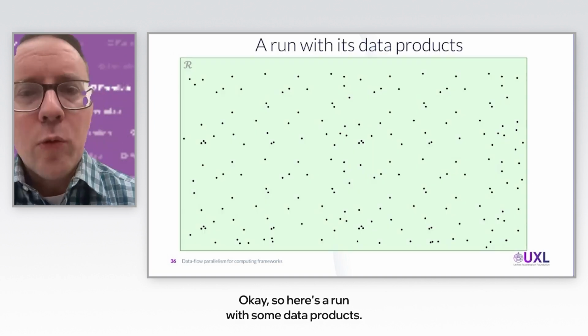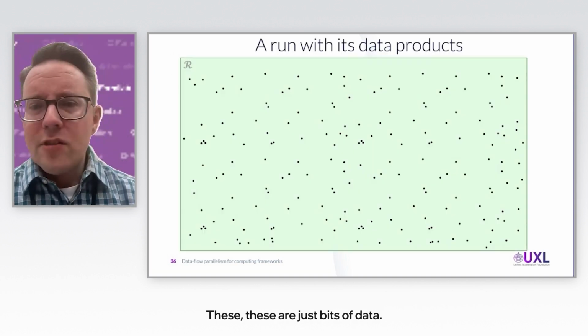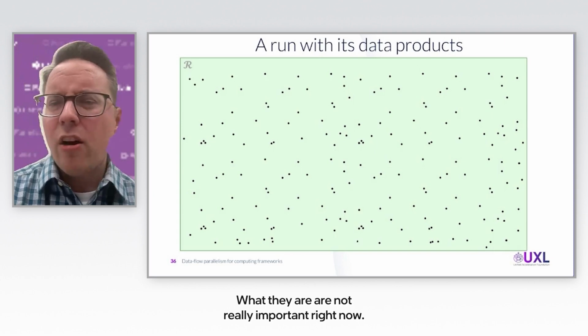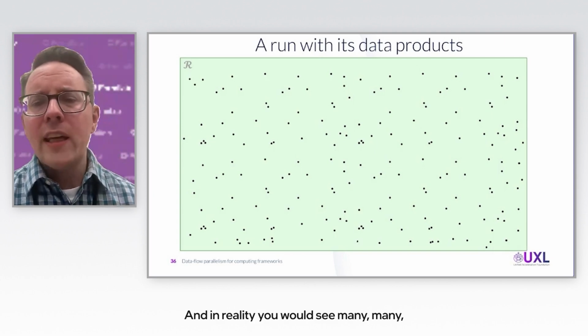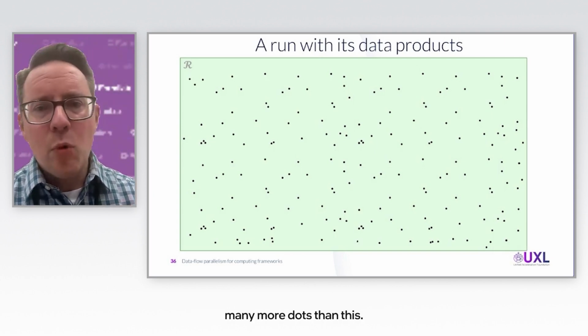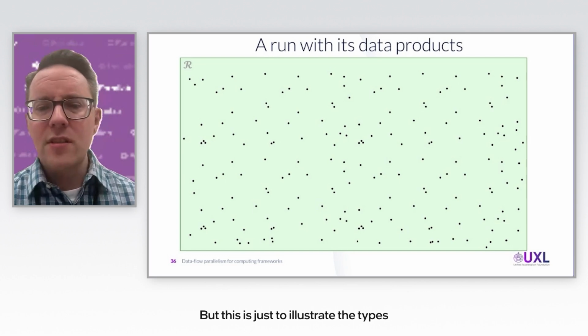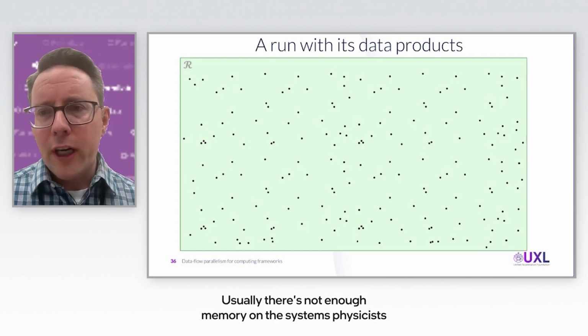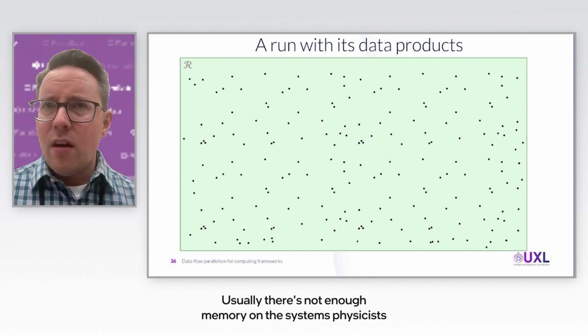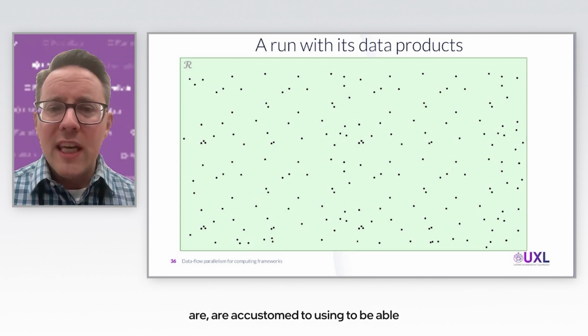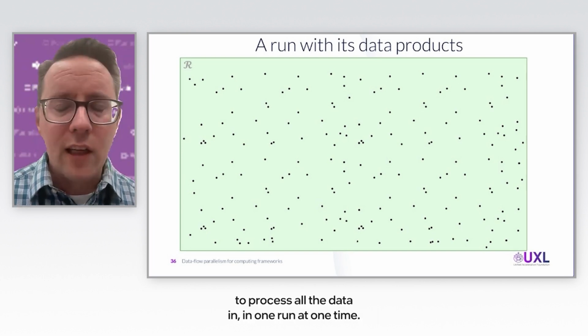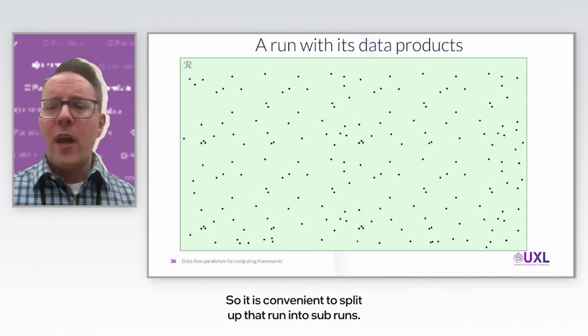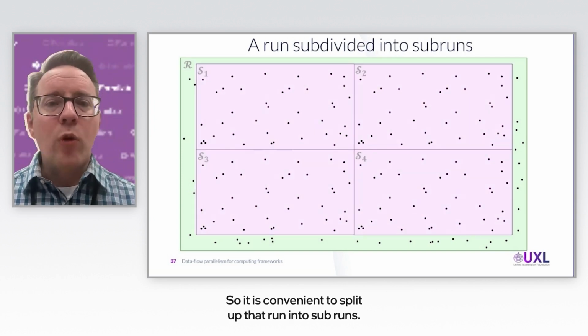Okay, so here's a run with some data products. These are just bits of data. What they are is not really important right now. And in reality, you would see many, many, many more dots than this. But this is just to illustrate the types of things we're dealing with. Usually there's not enough memory on the systems physicists are accustomed to using to be able to process all the data in one run at one time. So it is convenient to split up that run into subruns.